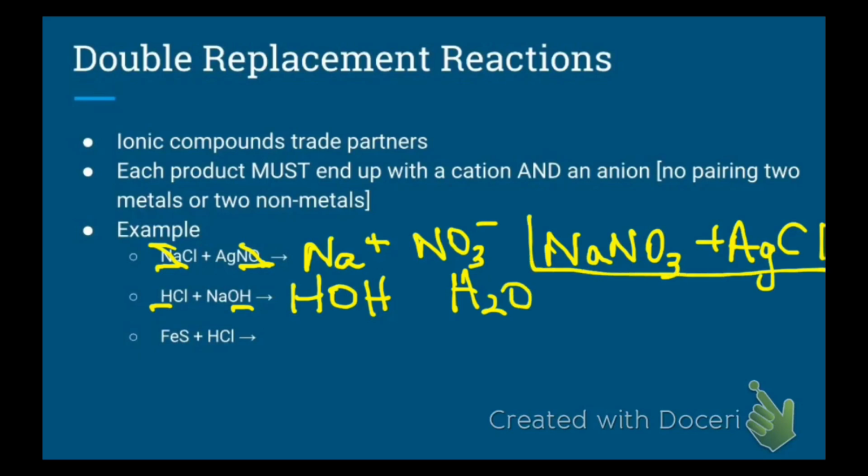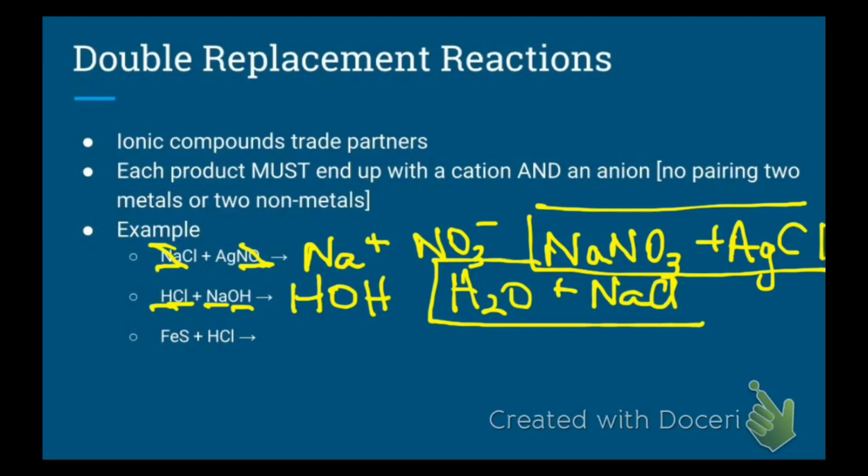Sorry, we're going to box our answer from up here. We could also write it as H2O plus, that leaves us with Na and Cl, and that's going to be our product for our second. This, by the way, is a special type of double replacement reaction called a neutralization reaction, which we'll talk about a whole lot more once we get up to acids and bases.